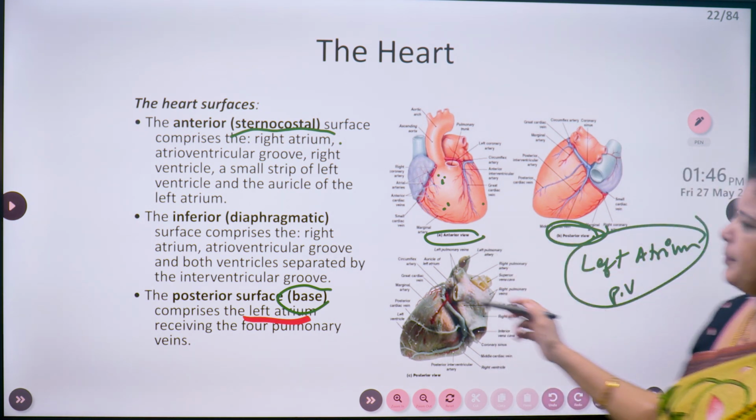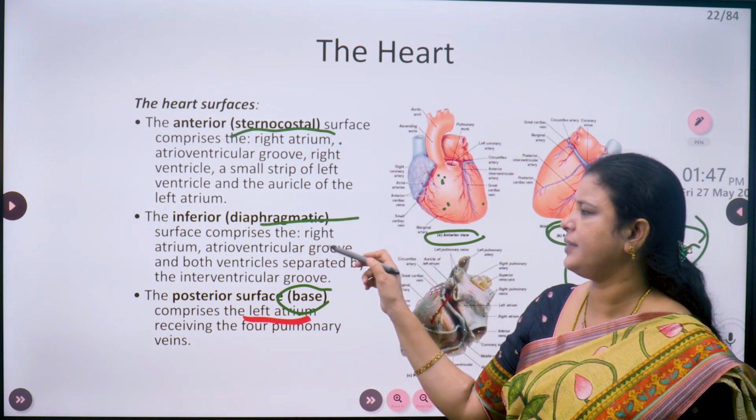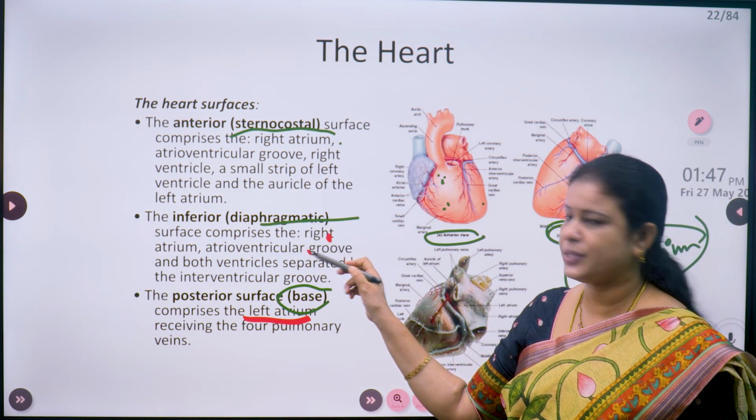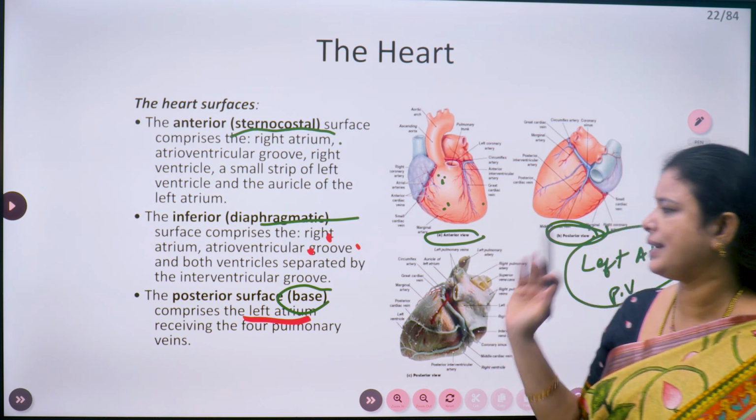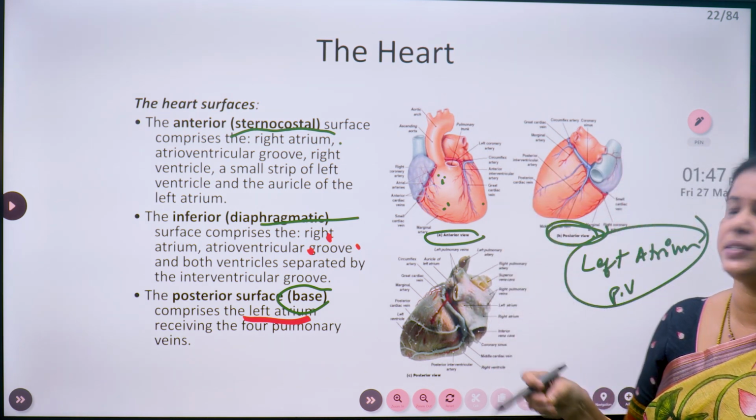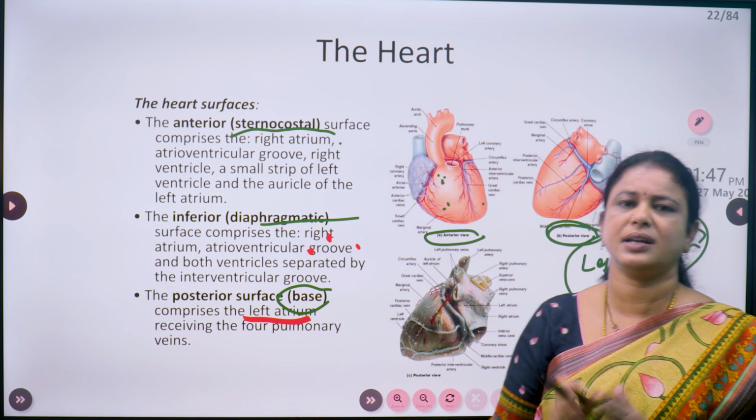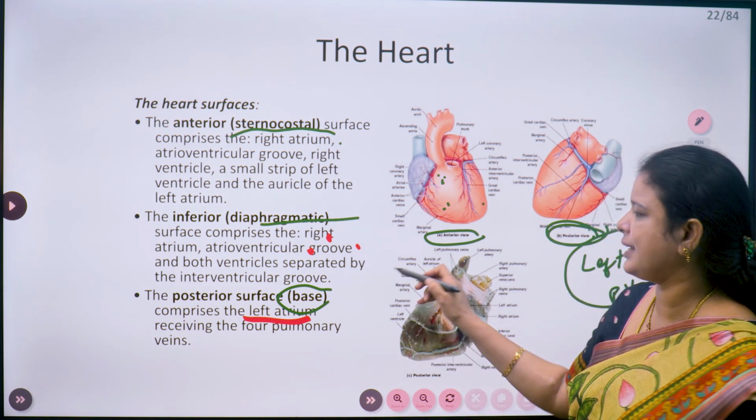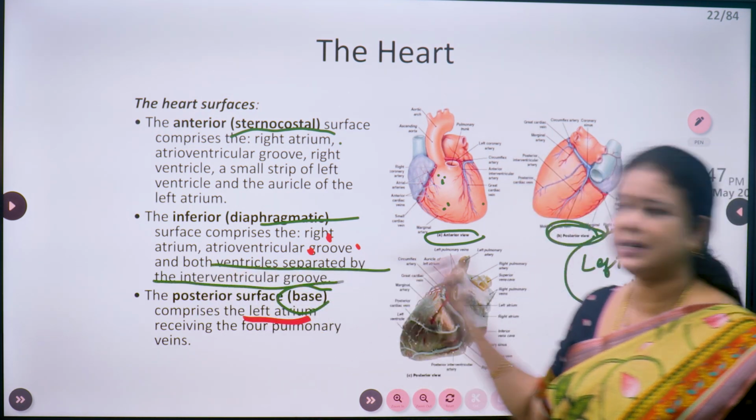Inferior or diaphragmatic surface: in the inferior region we can find the right atrium, atrioventricular groove and both ventricles, separated by the interventricular groove.